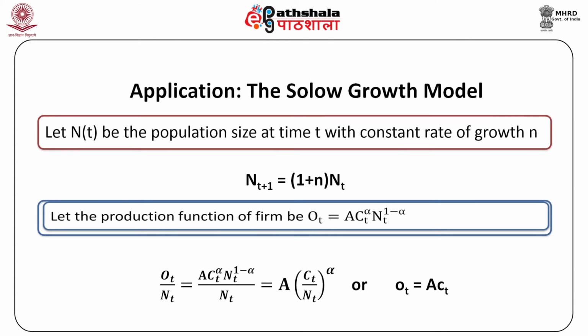Let N_t be the population size at time t with constant rate of growth n. N_{t+1} is equal to (1 plus n) N_t. Let the production function of the firm be O_t, which is equal to A C_t raised to the power of alpha N_t raised to the power of 1 minus alpha, where O_t is the output in period t and C_t is the capital stock in period t. So per capita output is given by O_t by N_t is equal to A C_t raised to the power of alpha into N_t raised to the power of 1 minus alpha all over N_t, which is equal to A (C_t by N_t) the whole raised to the power of alpha.